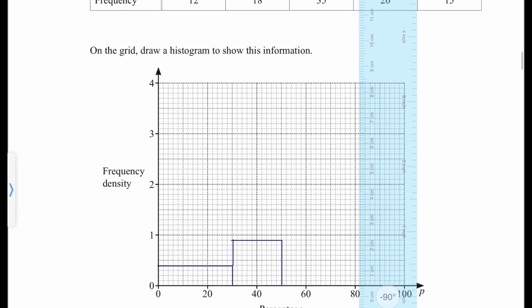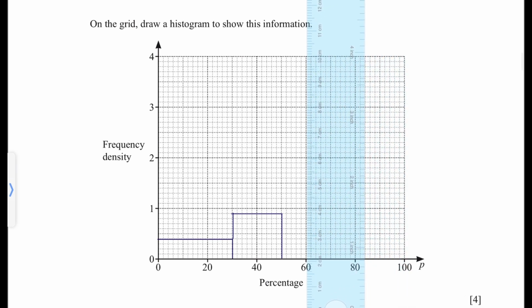Then from 50 to 60, it's basically 35. So 35 divided by 10, which is 3.5. So till 60, you have 3.5. That will be a high one.